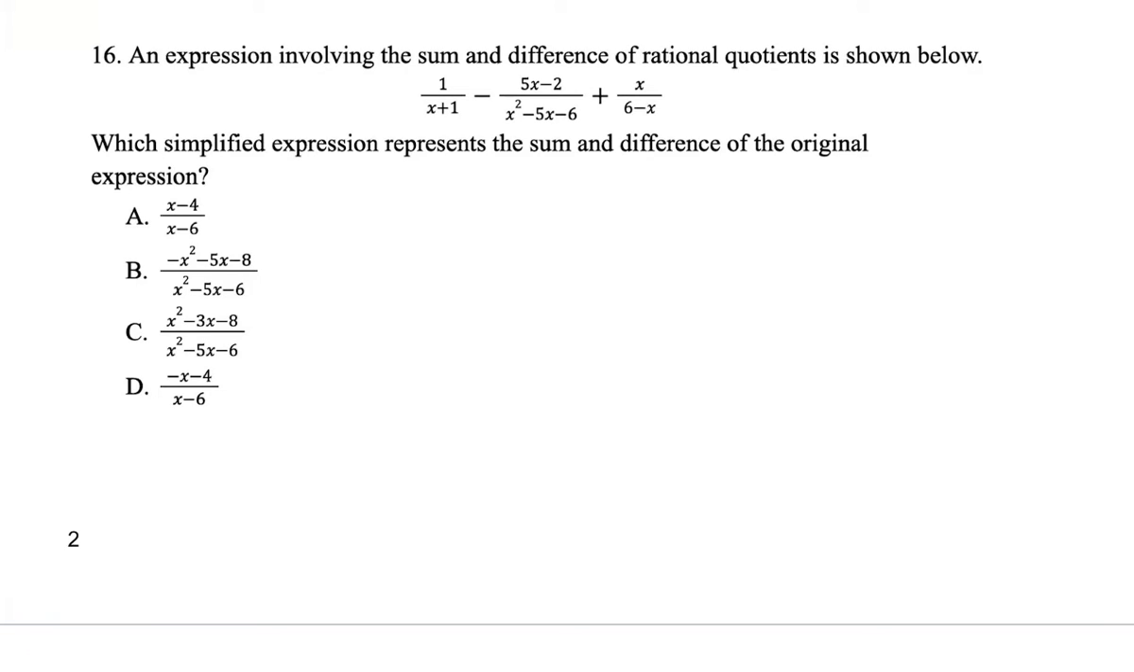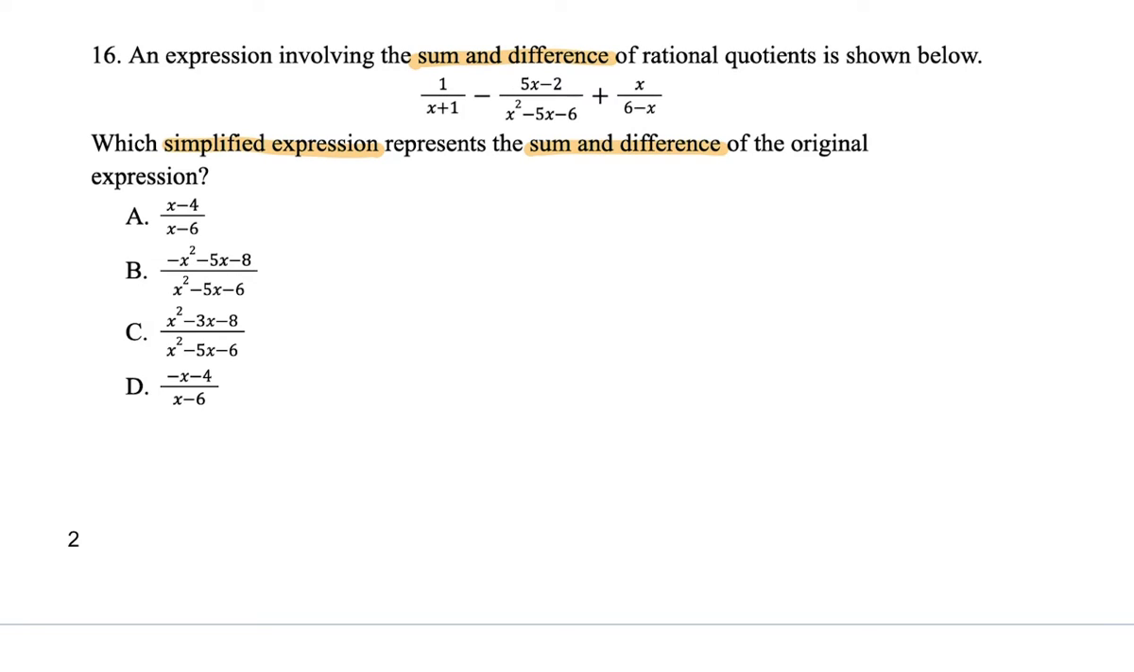Okay, so I'm going to go ahead and review 16 just because it is a bit more of a complex problem because you do have three fractions that are being subtracted and added. So it can get a little bit complex. We have the sum and the difference in this rational quotient shown below. We want to simplify the expression that represents the sum and the difference. So we basically just want to simplify it, rewrite it in a different way.